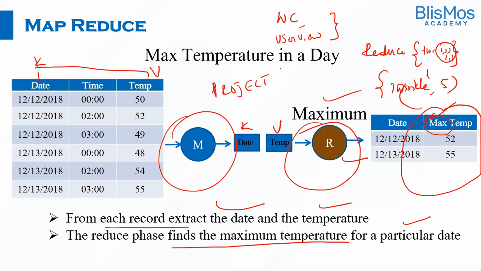I hope now the problem is clear. What we want to do is we want to find out maximum temperature in a given day. We can use mapper and we can use reducer. At the map phase, we can extract the date and temperature. At the reducer phase, we can find the maximum temperature.